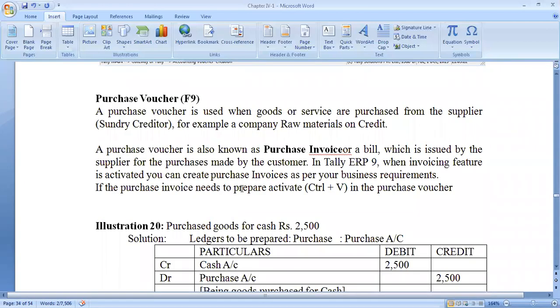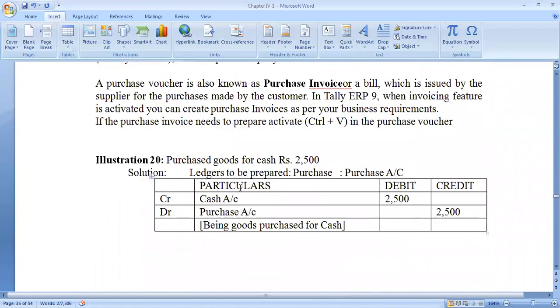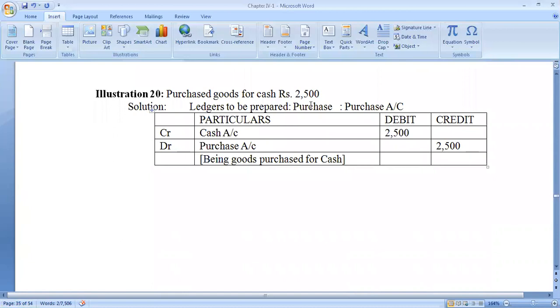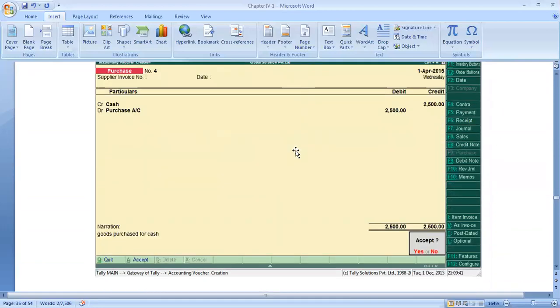Next, the purchase voucher. Purchase voucher is the F9 configuration, and any item that has been purchased from the suppliers will be entered in the purchase voucher. So we shall see the entry: purchased goods for cash rupees 2,500. So what is the ledger to be prepared? Purchases, which falls under the purchases account. So credit the cash, debit the purchase. The entry goes on like this.